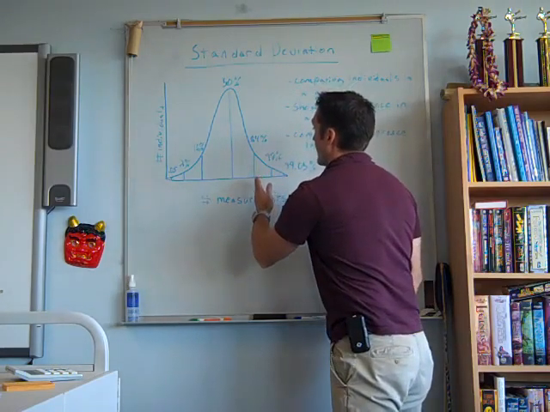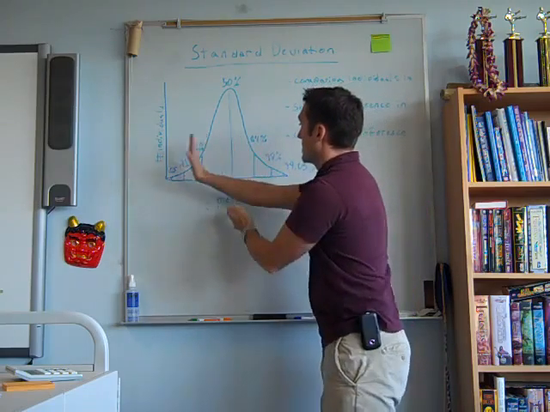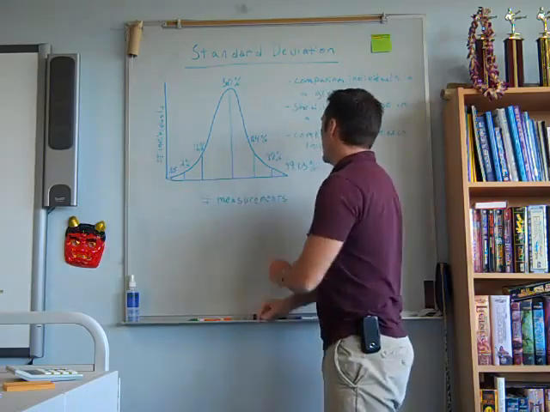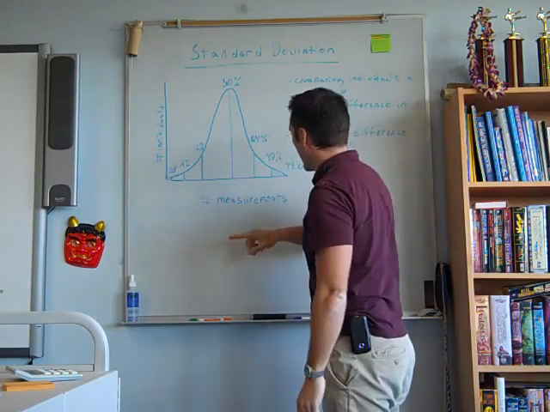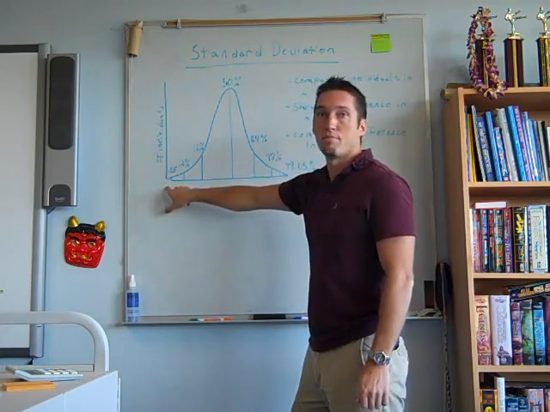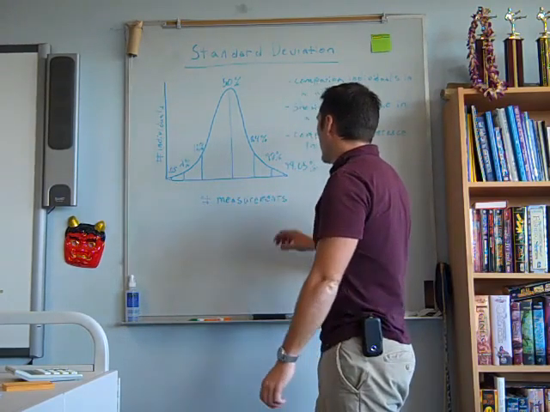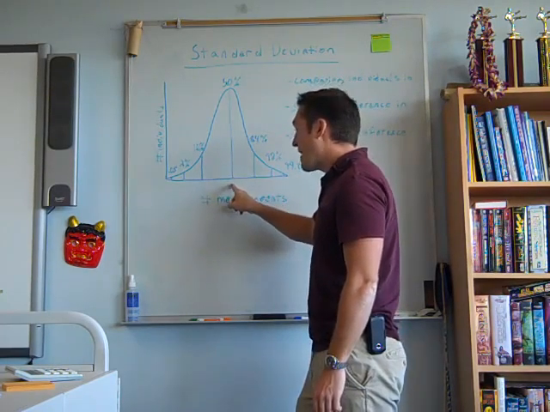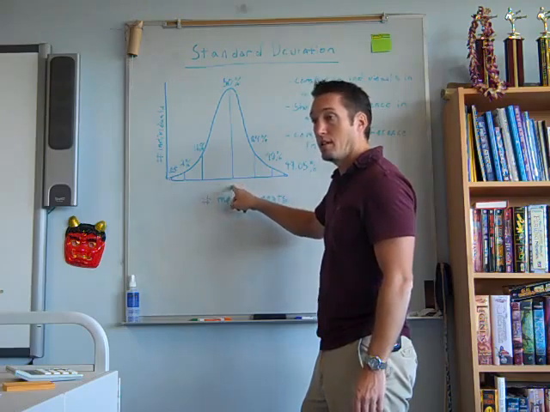On the other side, 84% of individuals are from here down, 98% are from here down, and 99.95% of individuals are from here down. So the smallest measurements are going to be found in this area, and the largest measurements in the group are going to be in this area. And the average, the mean of the measurements, is going to be right here.